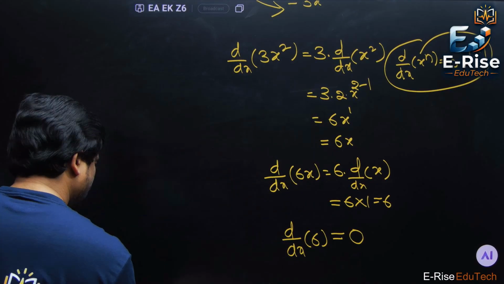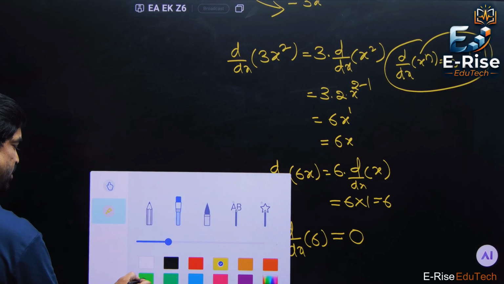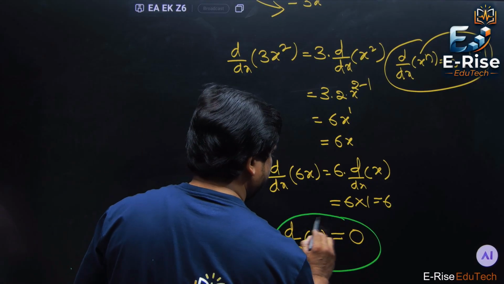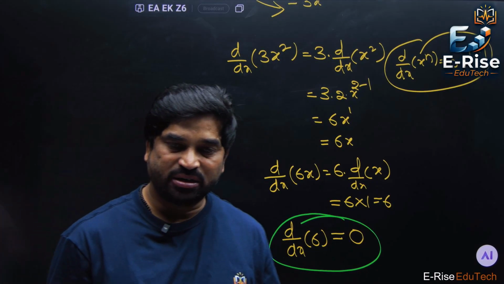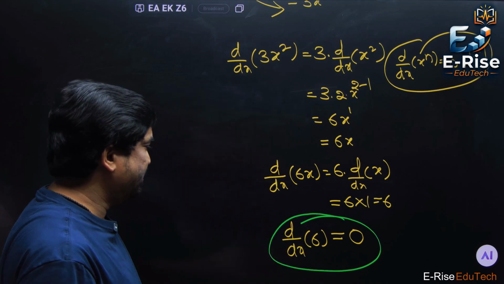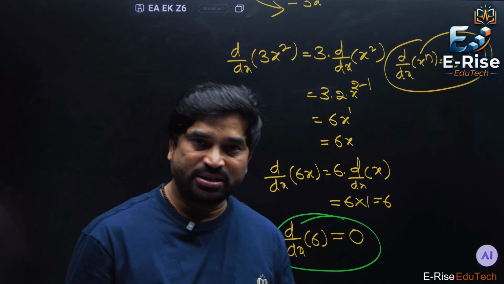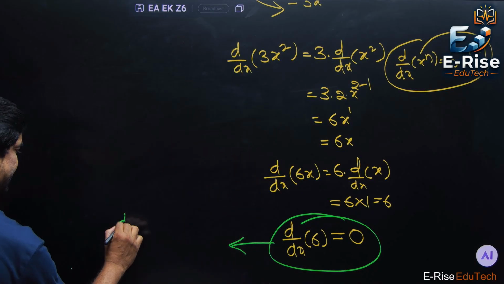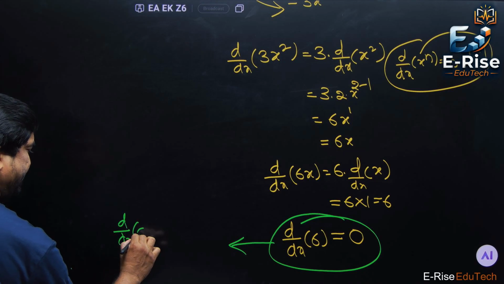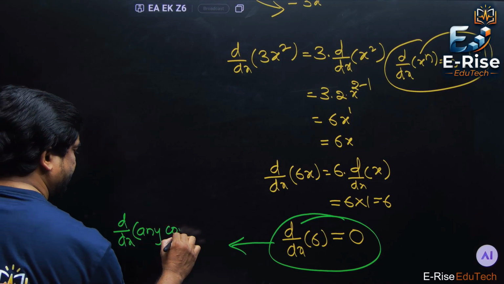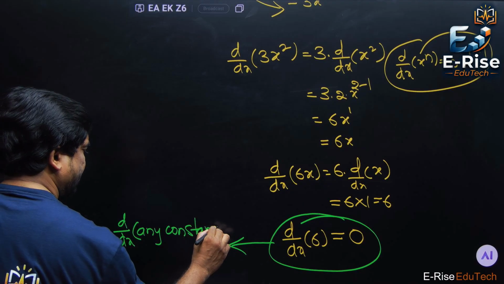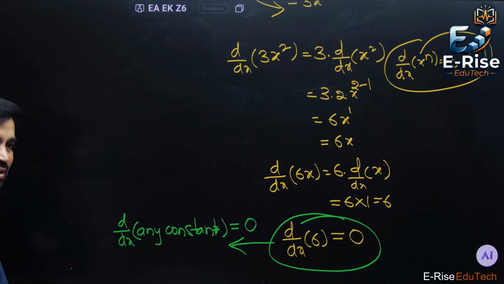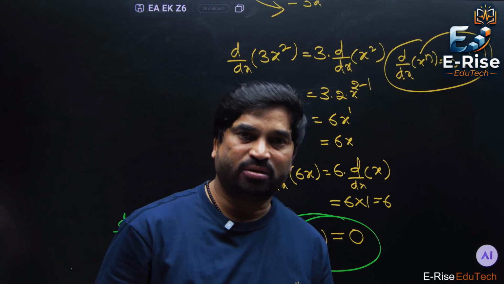So in these solutions you got some points. What are the points we verified? When you apply differentiation on any constant, you get a 0. So write one point here: d by dx of any constant is 0. How do we know whether it is a constant or not?